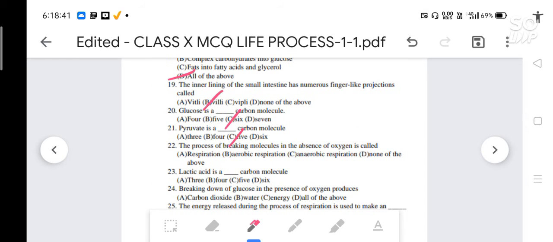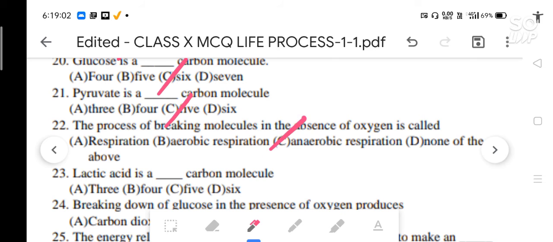The process of breaking down molecules in the absence of oxygen is called respiration. No, respiration we earlier discussed, that is breaking down of simpler products, not the molecules. So the molecules in the absence of oxygen. If in the presence of oxygen, then aerobic. It is said in the absence of oxygen, so the correct option is anaerobic.